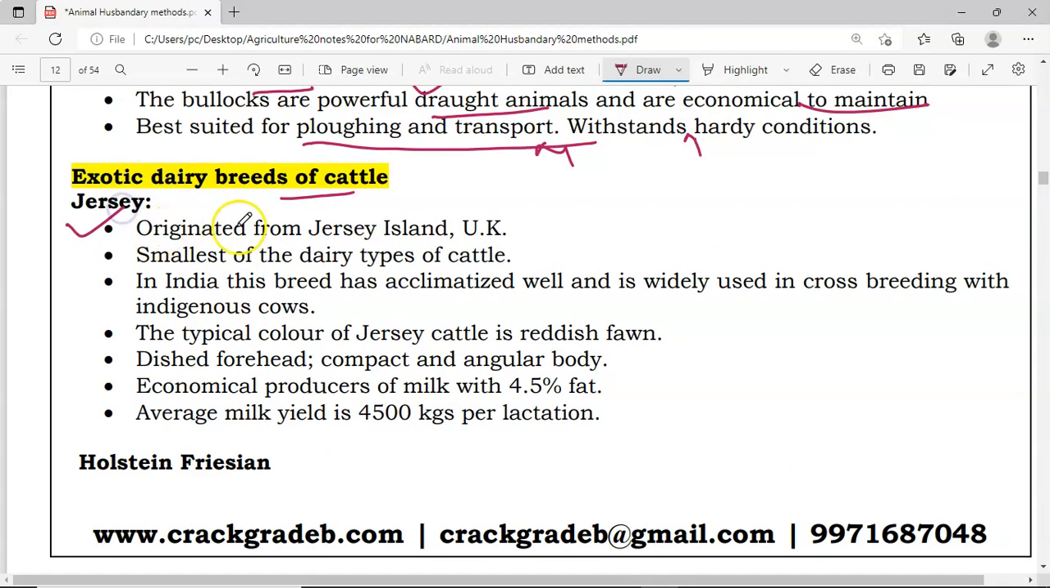The Jersey, very important. Its origin is from Jersey Island of the UK. It is the smallest of the dairy type of cattle, very small. In India, this breed has acclimatized well and is widely used in crossbreeding with the indigenous cow.